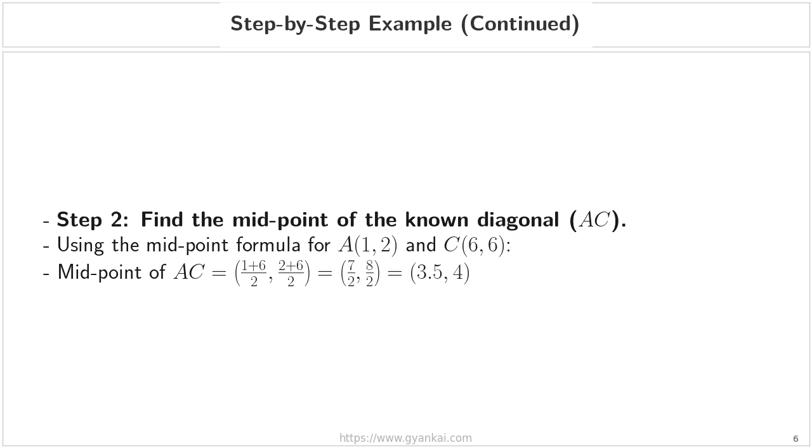We add the x-coordinates together, 1 plus 6, to get 7, and then divide by 2. Then, we do the same for the y-coordinates, adding 2 plus 6 to get 8, and dividing by 2. This gives us 7 halves for the x-coordinate and 8 halves for the y-coordinate. When we simplify those fractions, we find that the midpoint of AC is exactly (3.5, 4). We will need this specific point in the next step to help us find our missing vertex.